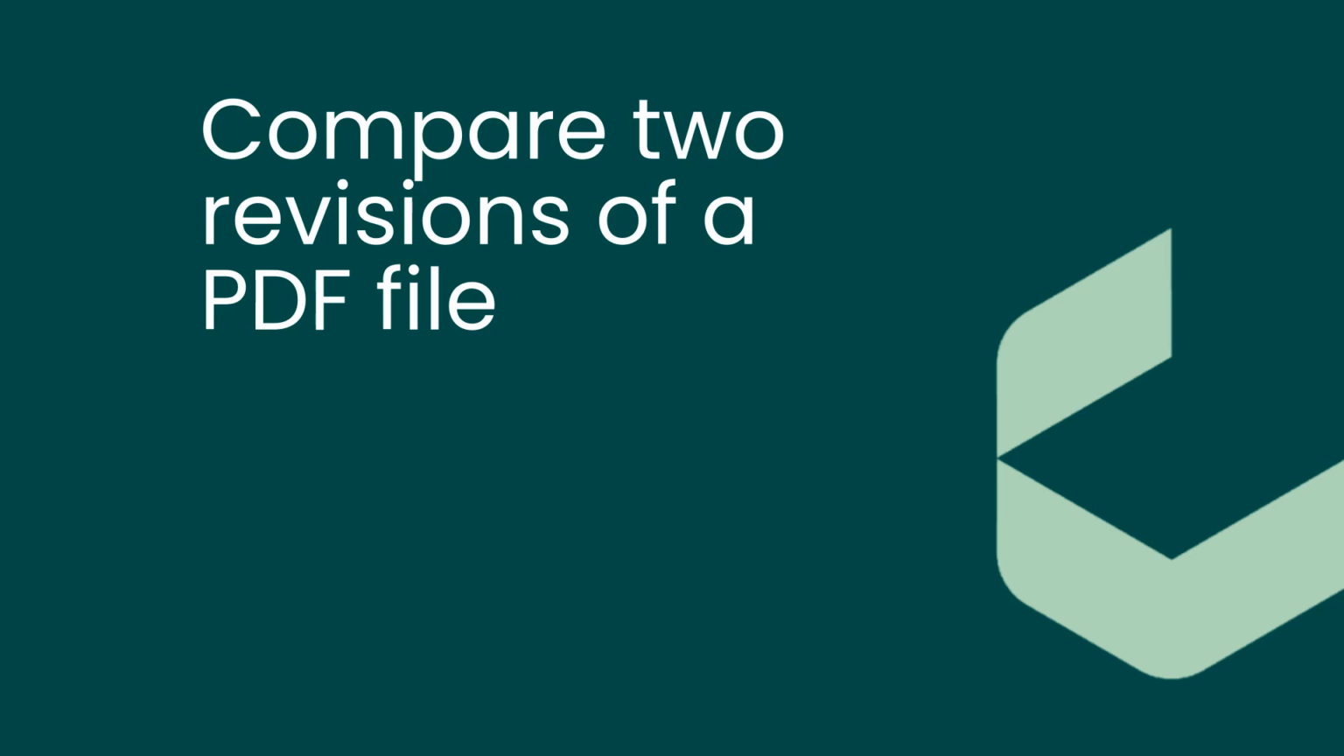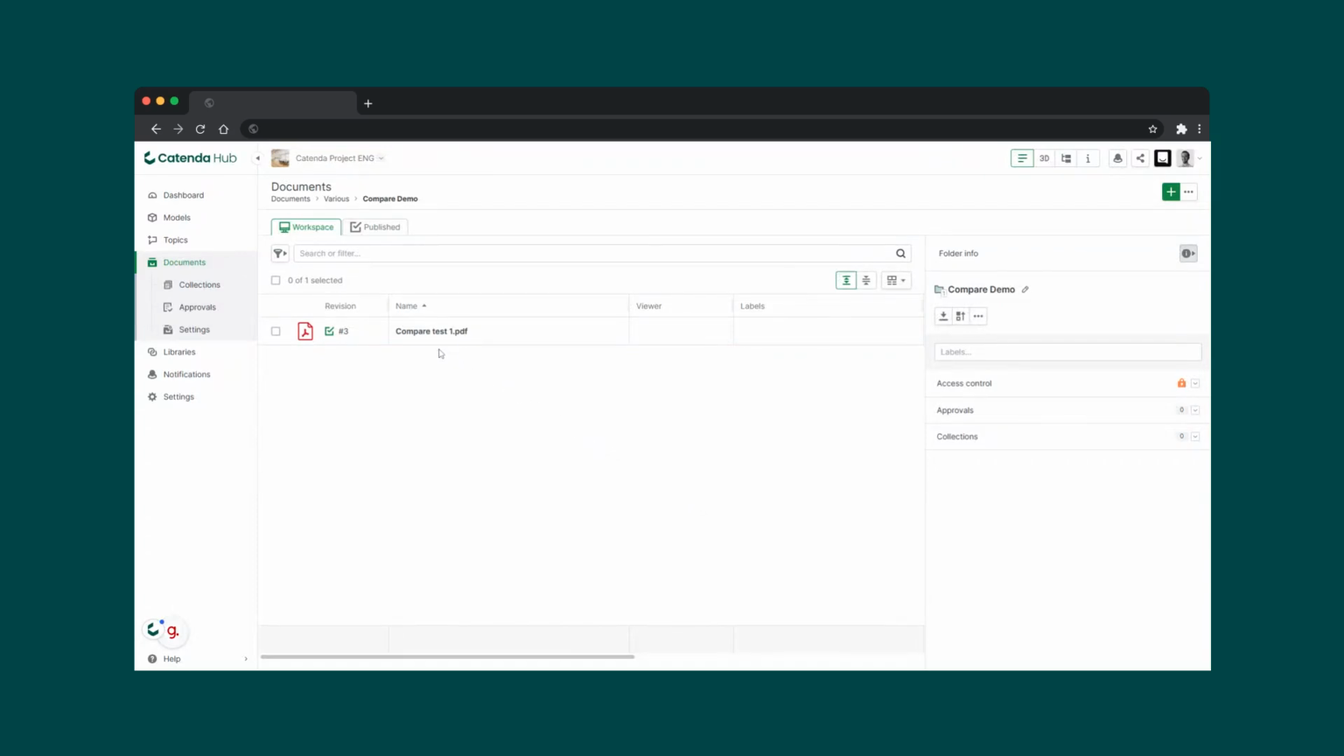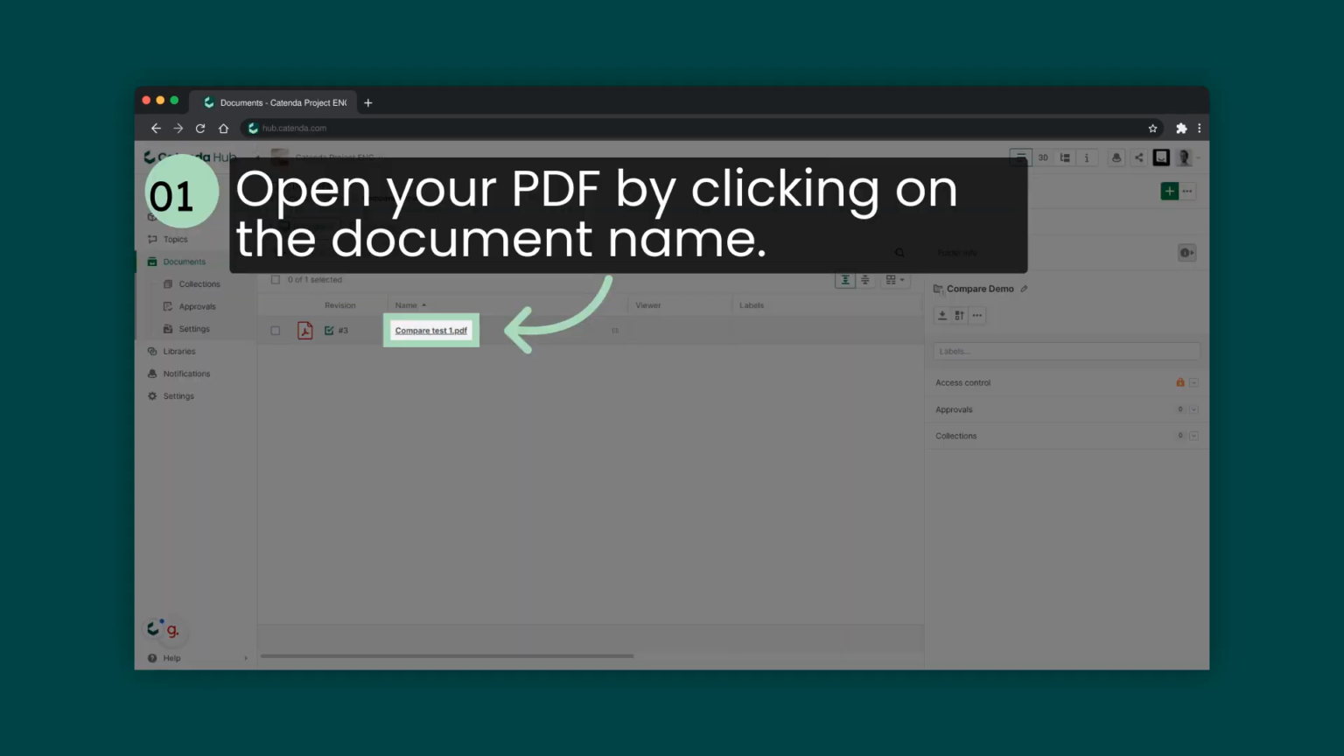This guide will show you how to compare two revisions of the same PDF file in Catenda Hub. Follow these steps to accomplish this task with ease. Open your PDF by clicking on the document name.